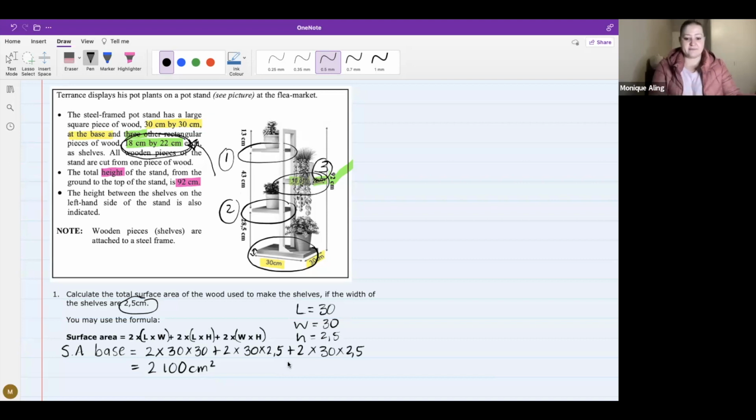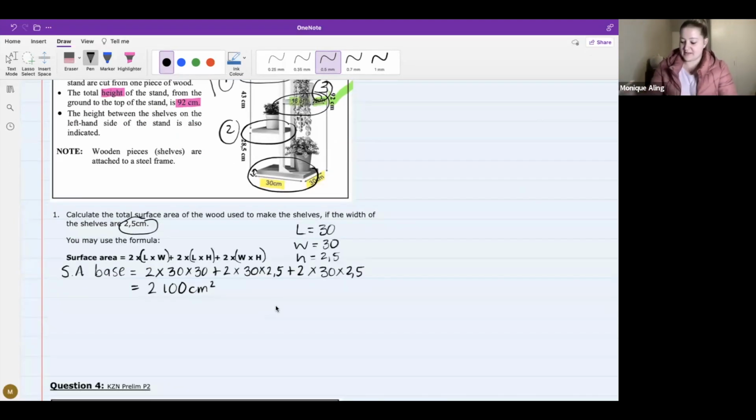So the 3 dimensions, just going to write them over here. Our length is 22, width is 18, height is 2,5.